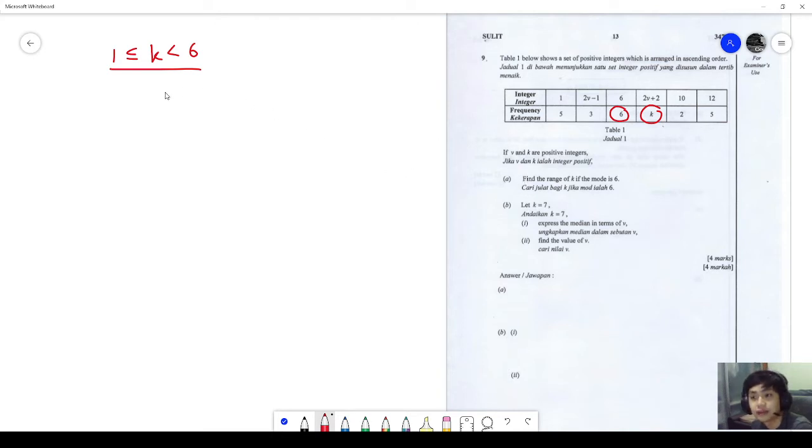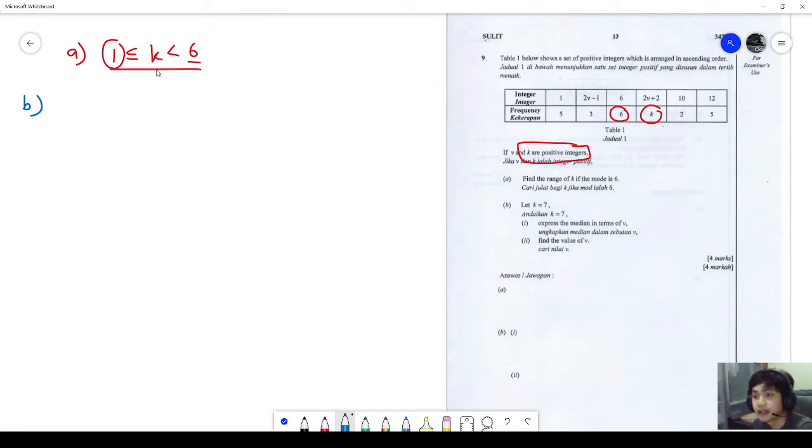That's about it, because k is a positive integer and 0 is usually not considered. 0 is neither positive nor negative. It's more of a neutral number. So in this case, we say that k is between 1 and 6, but must be less than 6. So this is A. So question B: assume that k is 7. Express the median in terms of v, right?